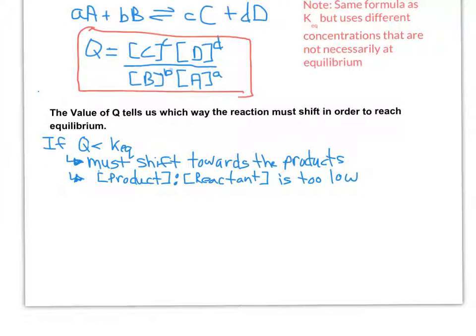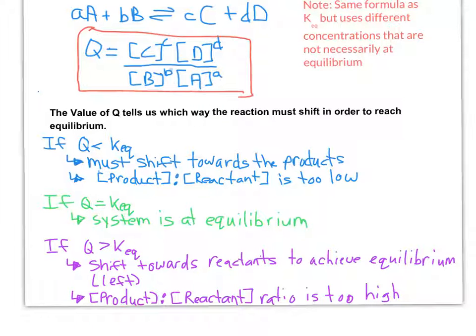Basically, we compare our reaction quotient to our K equilibrium. If our Q is less than K equilibrium, then the reaction needs to shift towards the products to reach equilibrium. If our Q equals K equilibrium, then our system is at equilibrium. And finally, if our Q is greater than our K equilibrium, then the reaction needs to shift towards the reactants to achieve equilibrium. I just added that it's shifting left to do that, because the product to reactant ratio is too high.